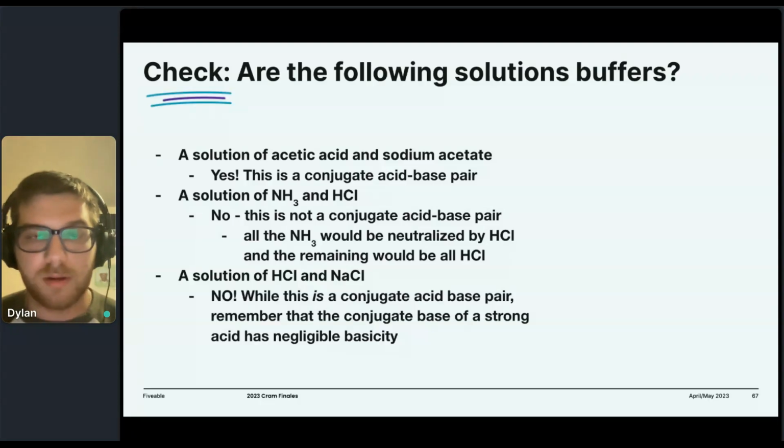All of the ammonia here would be neutralized by the strong acid, and eventually we would just have a bunch of H+, and we wouldn't have a buffer. It would just be an acidic solution.